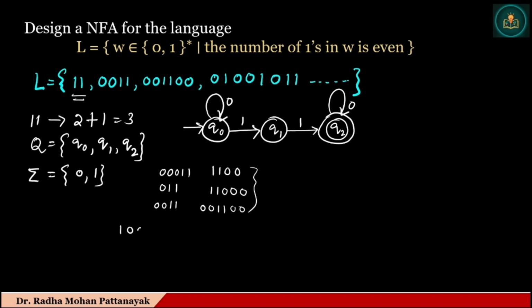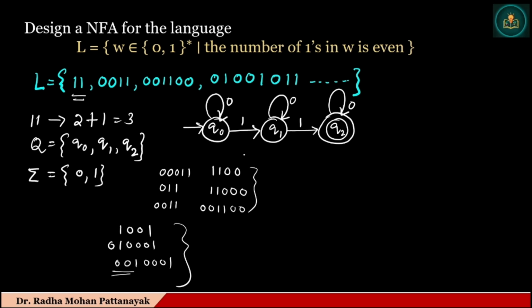For example, 1 0 0 1, 0 1 0 0 0 1, clear? Or we can read 0 0 1 0 0 0 1, clear? Means how will you represent the total number of zeros present in between two ones? So to represent such type of string, what we will do? We will take a loop on Q1 by reading 0 as input, so that it will help you to read any number of zeros in between these two ones.